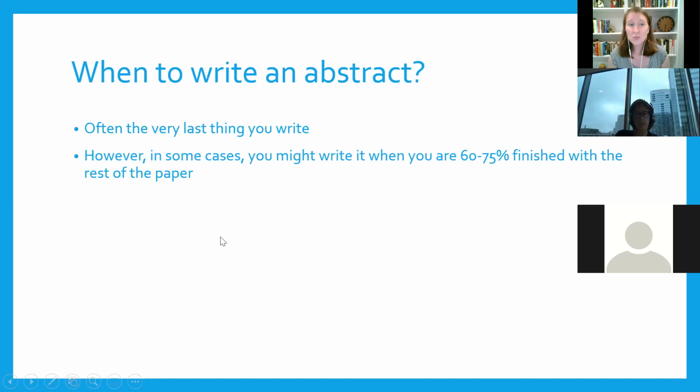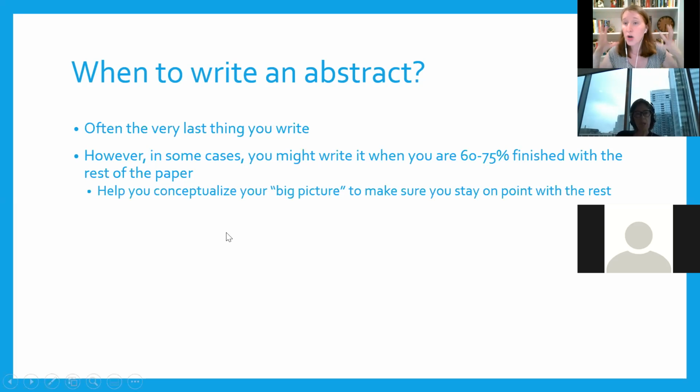In some cases, you might actually write it when you are closer to being finished with the paper, but maybe not completely finished, because it can help keep you on track with your big picture to make sure that you are staying on track with what you want to say. So if you're finding that maybe you're losing your thought process as you're writing the entire paper, as you're getting close to the end, it might help to take a step back and actually write the abstract so that you can reclaim your focus. But typically it is something that you write near the end of the research and writing process.